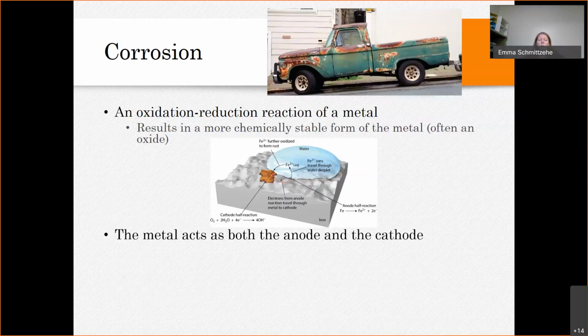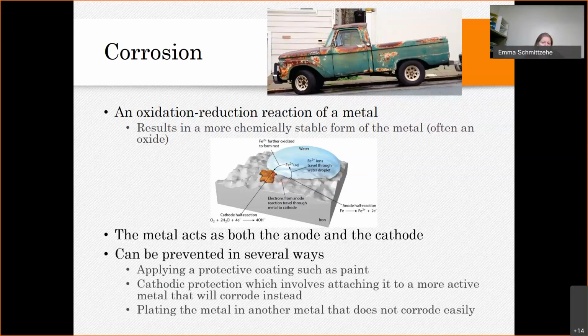Okay. So there are methods to be able to prevent it. Typically, like on vehicles, they coat them with paint, right? And then some nice little clear coat. But there are other ways. There are ways that you can connect a more active metal to a less active one, so you can sacrifice one metal for the other. Or you can plate some metals in others. Sometimes some metals aren't very reactive, and so you can put a thin coating of that, but the metal on the underside is maybe the stronger metal that you want those properties from.